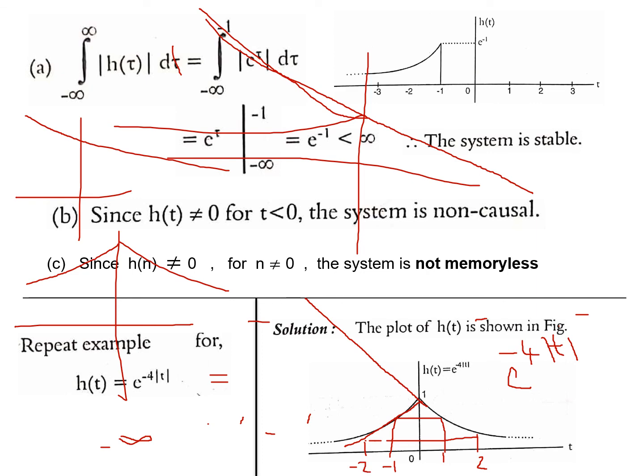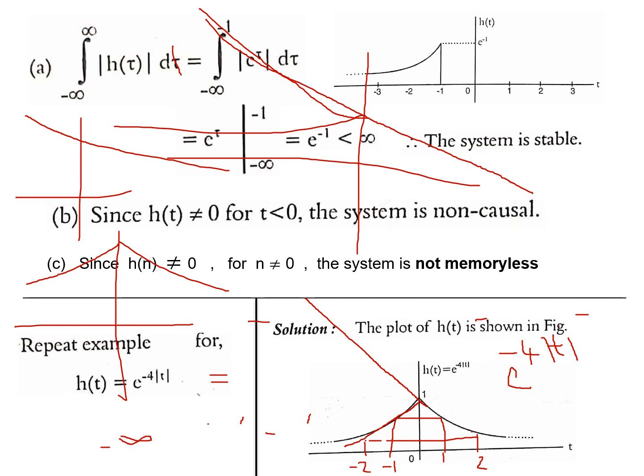The same value repeats, so it's an even graph now. Whatever value is here, the same value repeats here at the same distance. So the graph becomes even because of modulus of t. Now it is asking whether the system is stable, causal and memoryless. So what is your observation?